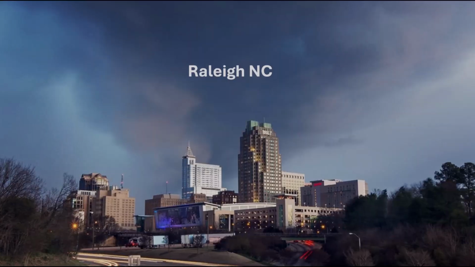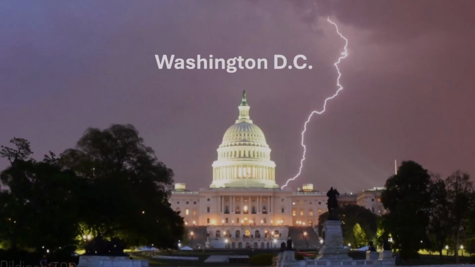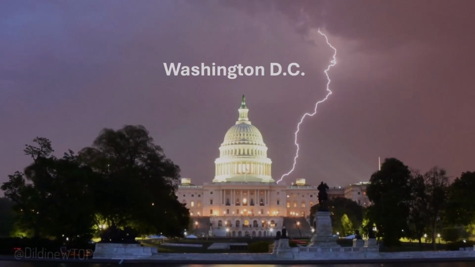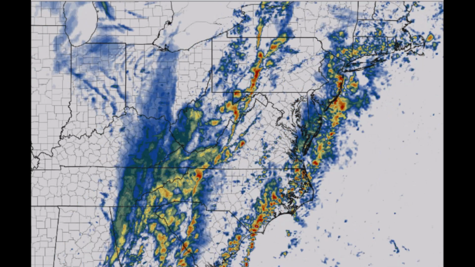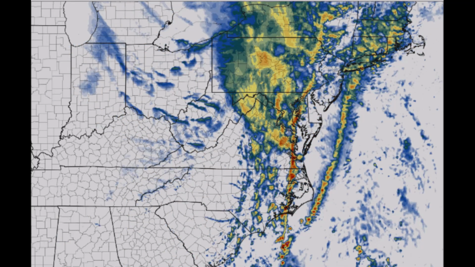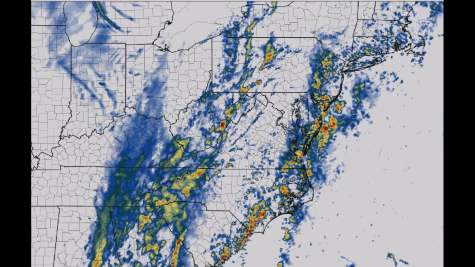Good morning, everyone. It is March the 16th, and we have some severe weather to talk about today. So, if you live in places like Raleigh, North Carolina, or Washington, D.C., you could be experiencing very strong thunderstorms this afternoon. This afternoon, there's a potential for severe thunderstorms from the state of Florida northward to the state of Pennsylvania, the primary threat being damaging winds.